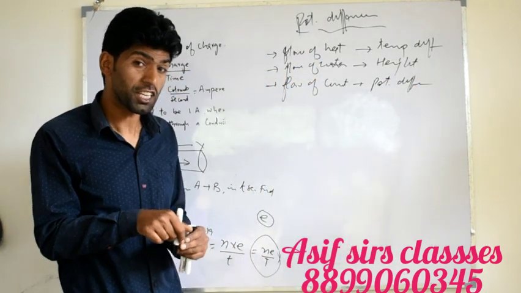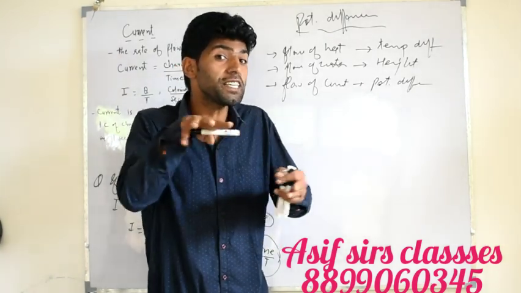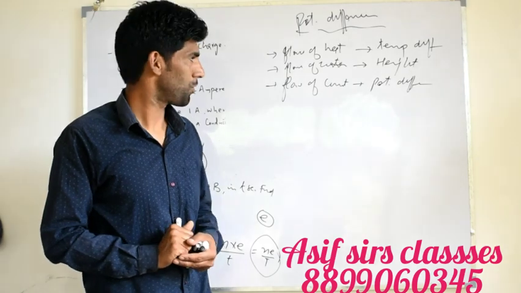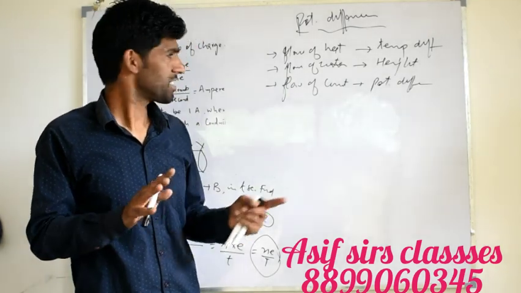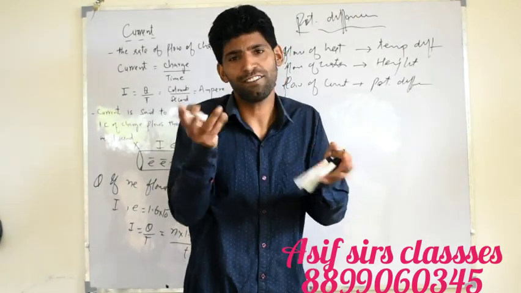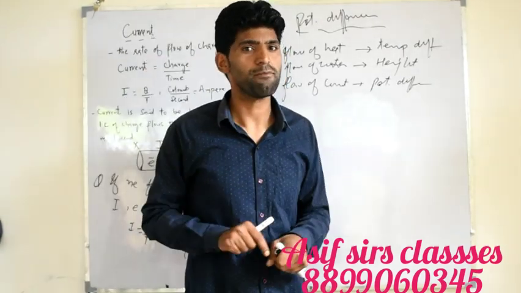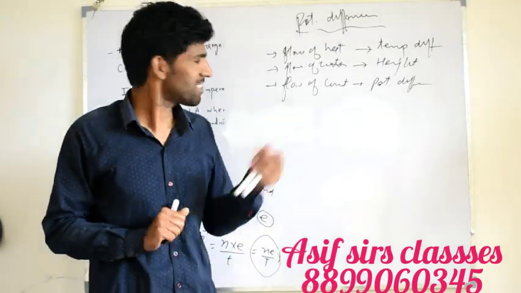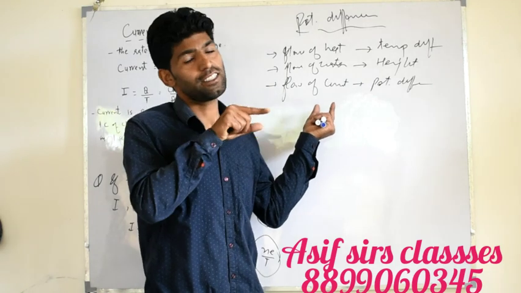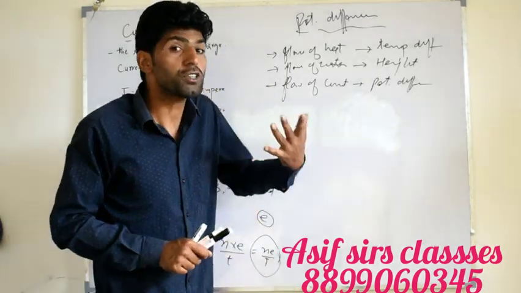If there is potential difference, current will flow. If potential of two bodies is same, current will not flow. Just as if temperature of two bodies is same, heat will not flow, and if water level of two bodies is same, water will not flow. If potential difference is there, then flow of current will be there.